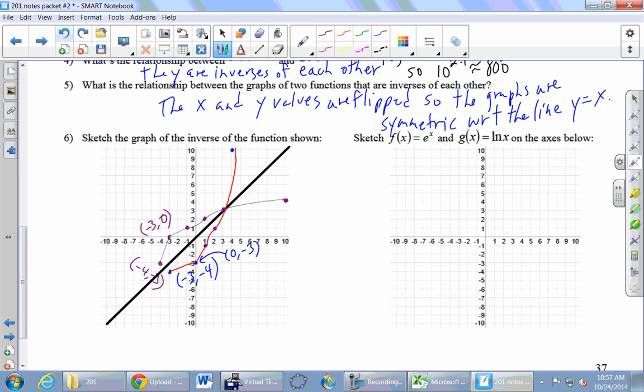Something like that. And again, you can see the symmetry over that y equals x line.